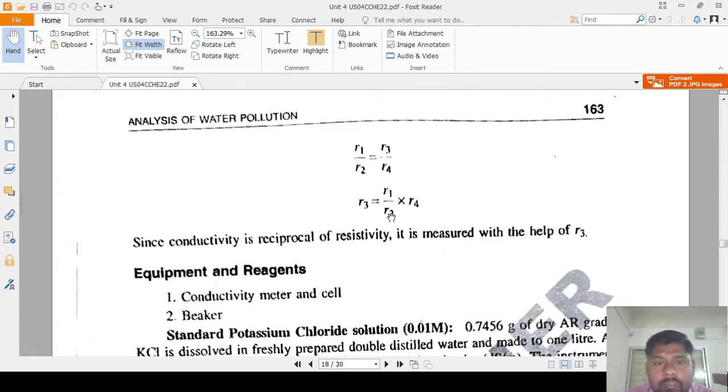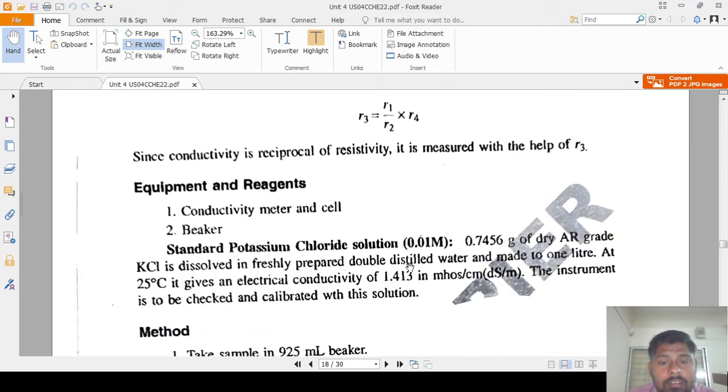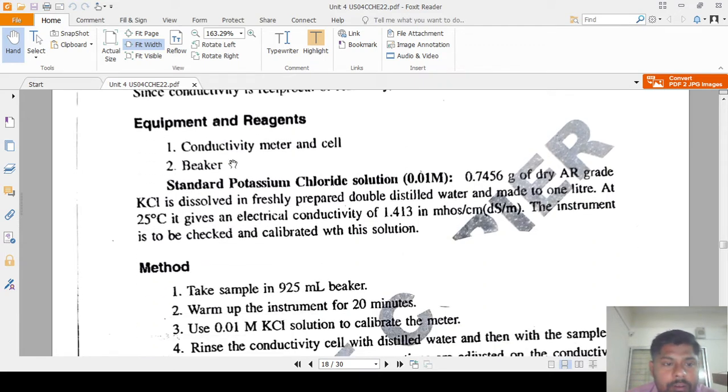These two values are fixed and known, you know the value already, and the value R4 is from the instrument. When you adjust the resistance R4 in such a way that the AC galvanometer shows the reading 0, put that resistance value here. In that way you can find out the value of the unknown resistance.